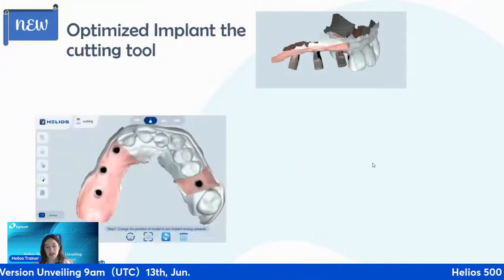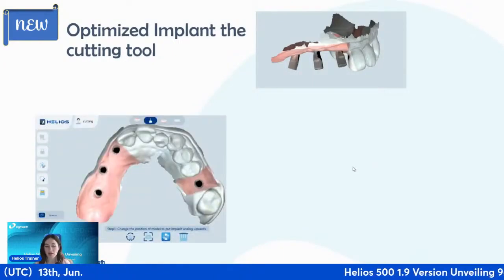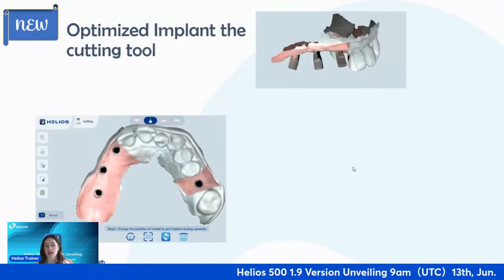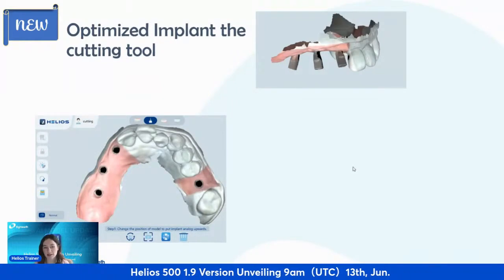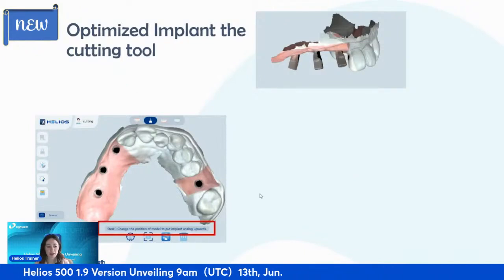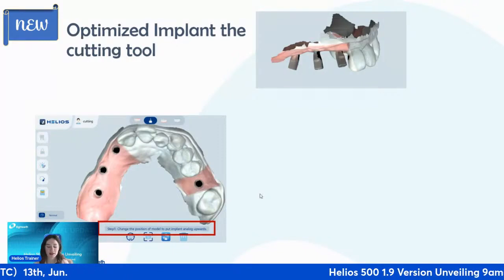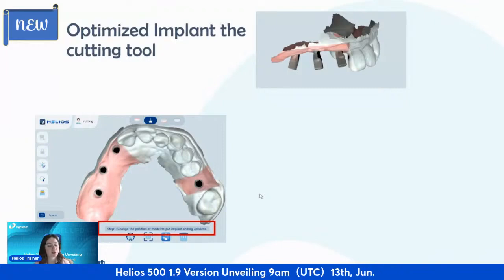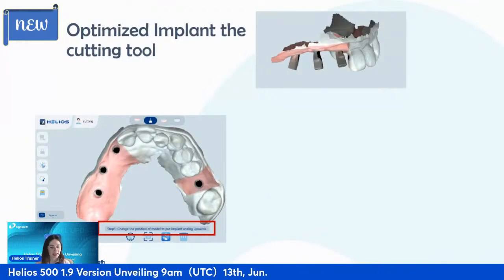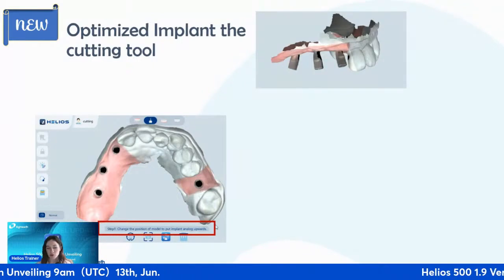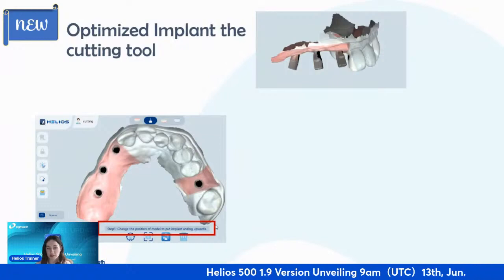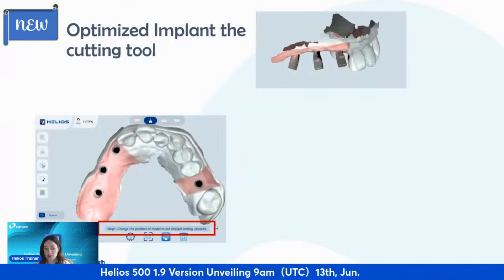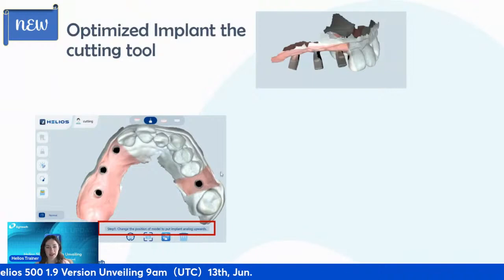Let me show you. Now, after you scan the gingiva first, and after you go to the implant scan catalog, you will see a first step: change the position of the model to put the implant analog upwards. You will see a message. Step by step, the software will guide you. So it's asking me to put the implant model analog upwards. I need to position my model in order to see the implant analogs, like in this picture.